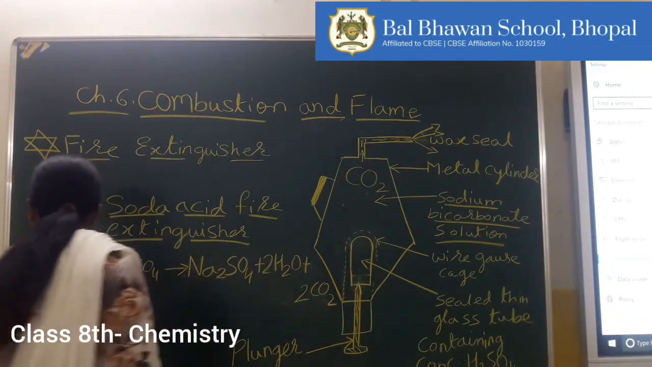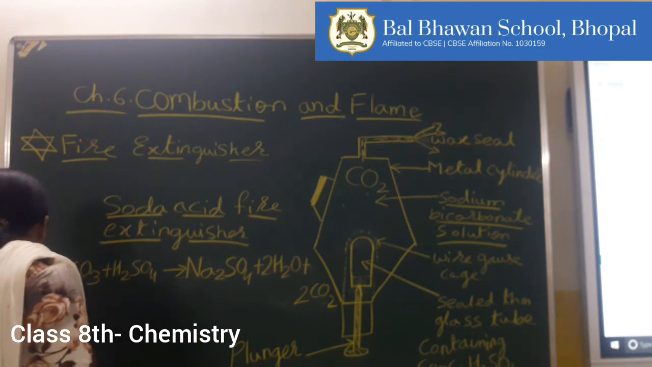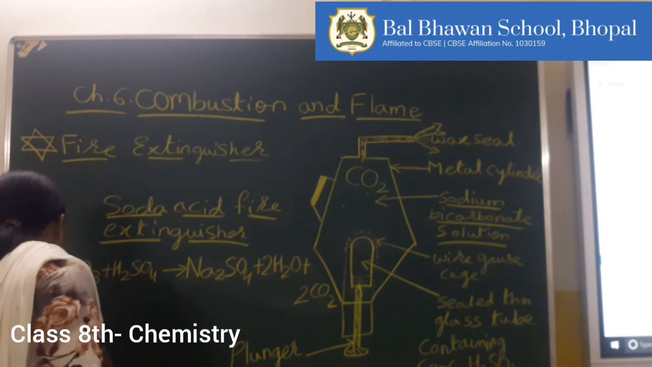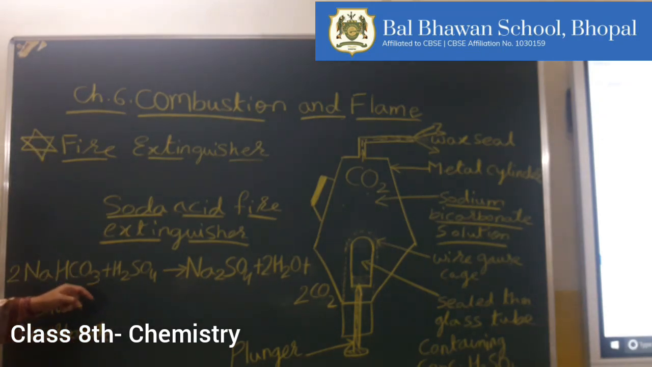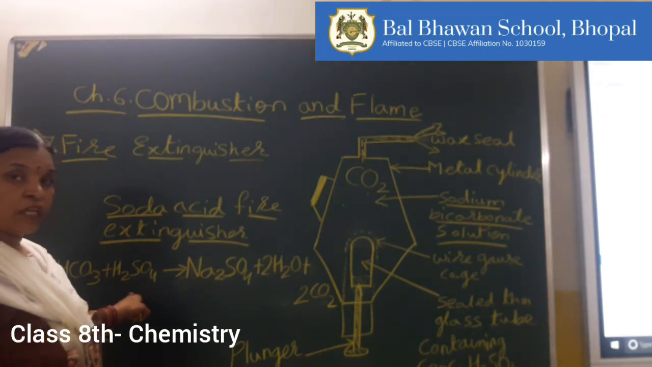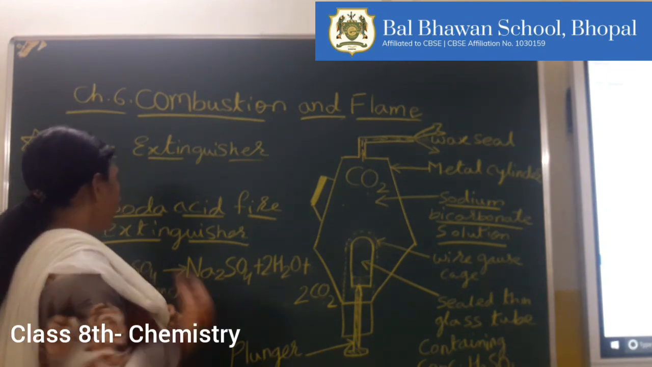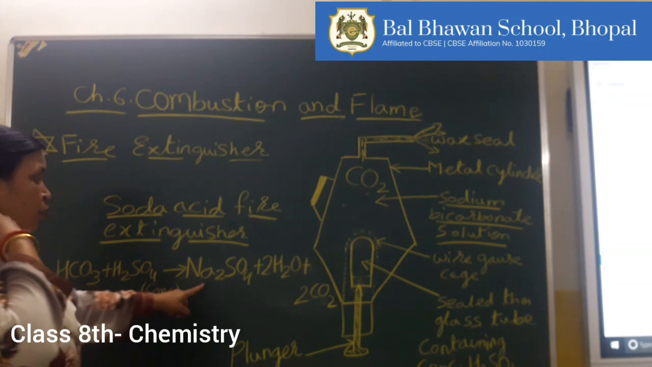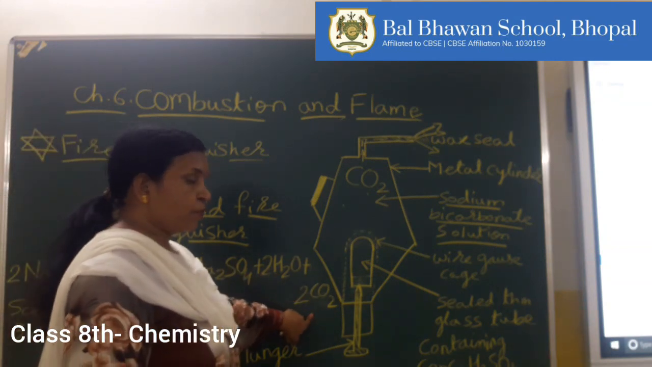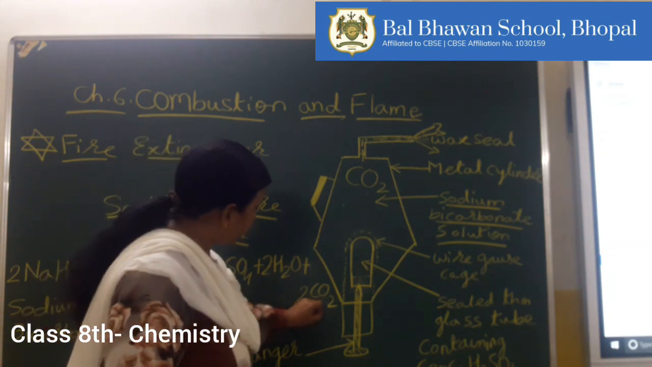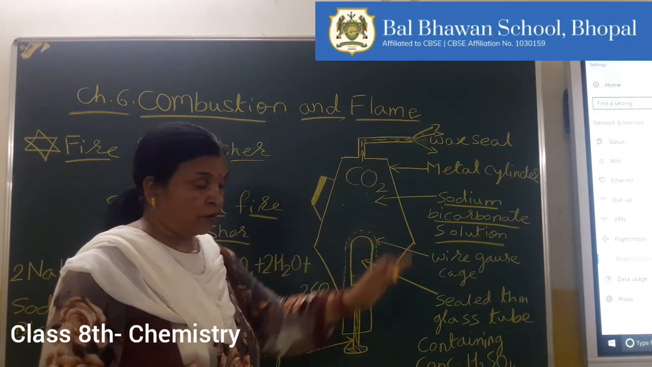So, this is sodium bicarbonate, or this is also known as sodium hydrogen carbonate. Okay, this is sulfuric acid, which is concentrated sulfuric acid. Okay, not the dilute one. Then it will produce sodium sulfate, water, and carbon dioxide gas. This carbon dioxide gas is used to fight against fire.